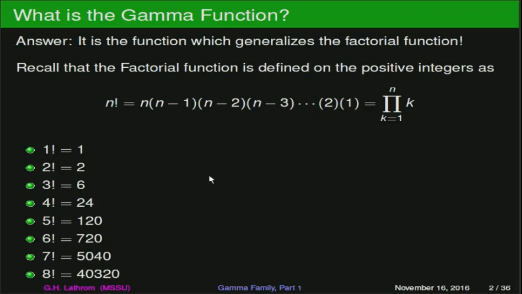But then the real question was, what if we somehow wanted to calculate 5.5 factorial? Since that's not a positive integer, our definition really doesn't make sense. So somehow we need to extend our notion of what we mean by factorials.